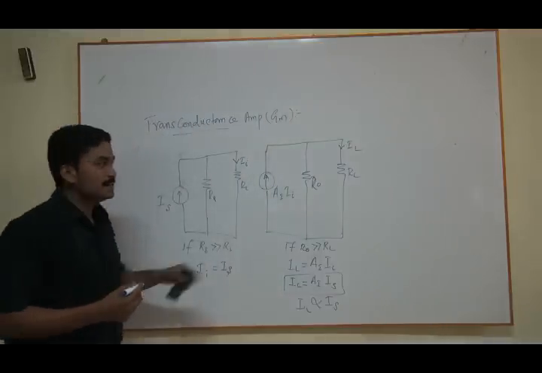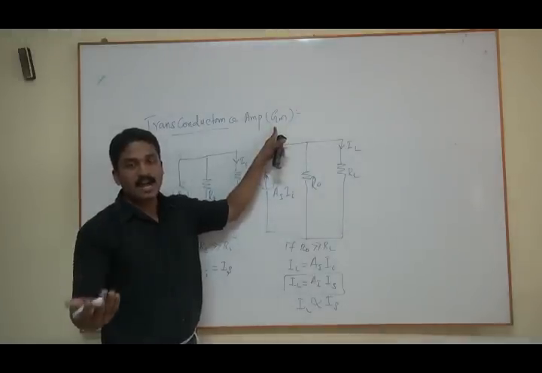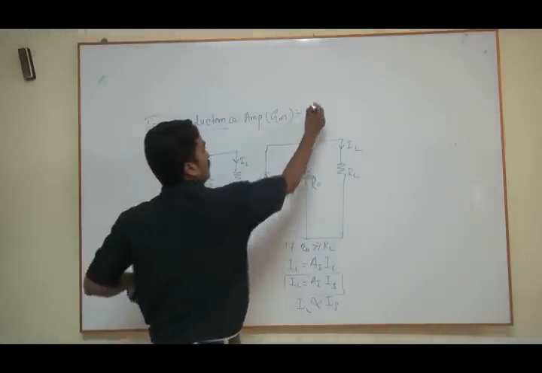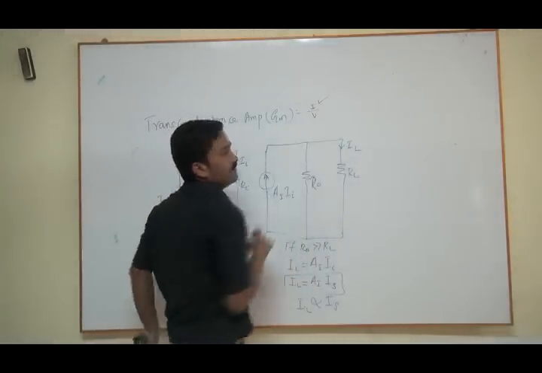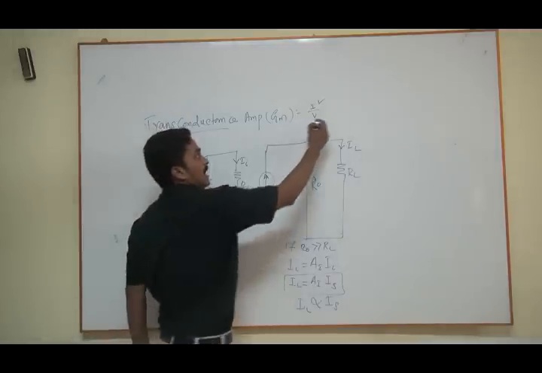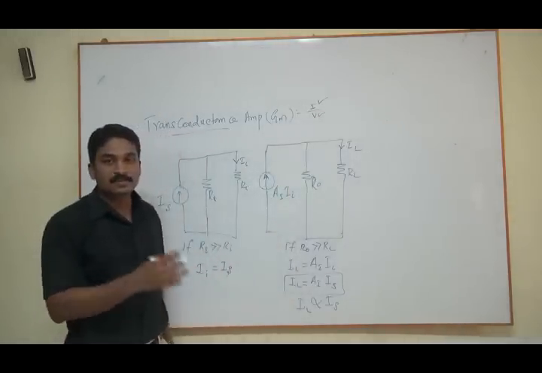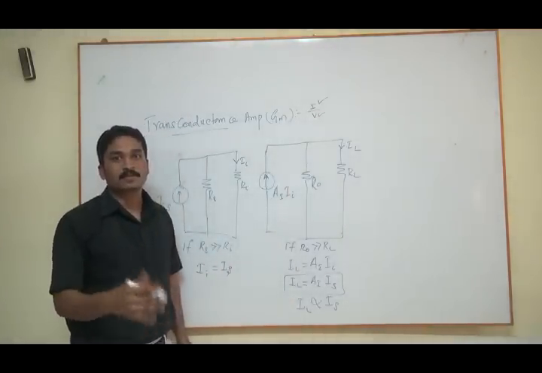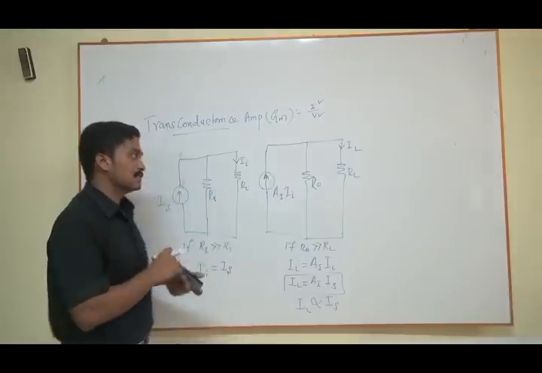So transconductance means Gm, it is equal to I by V, isn't it? Which means your output side is current and input side is voltage. It shows that your output current varies with respect to the input voltage. Let us take a look.